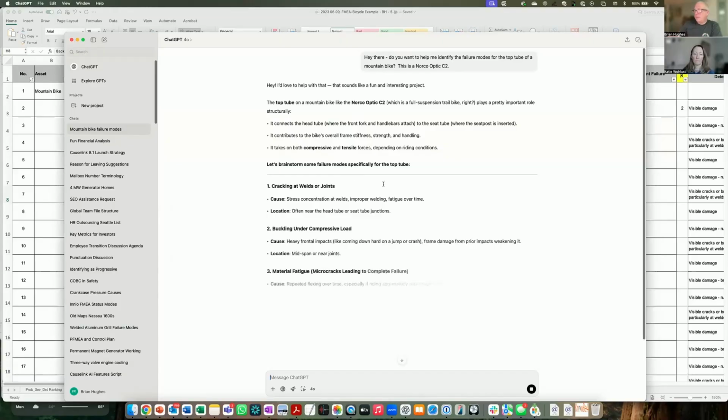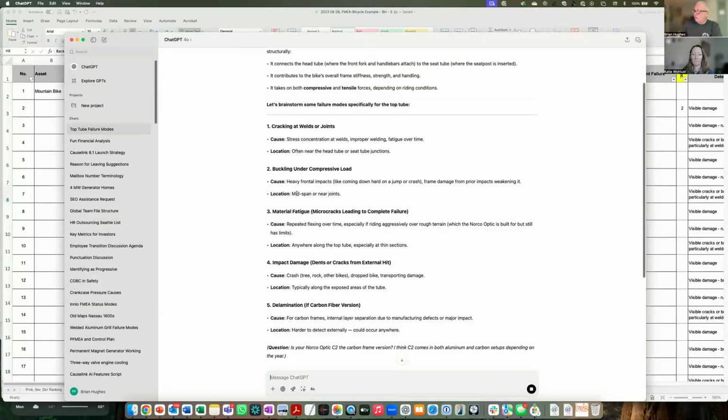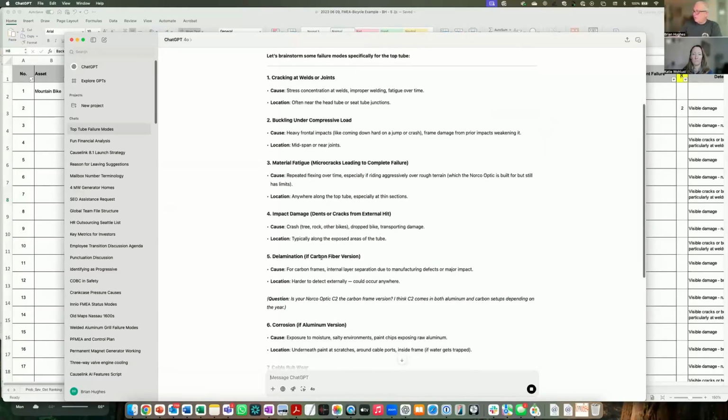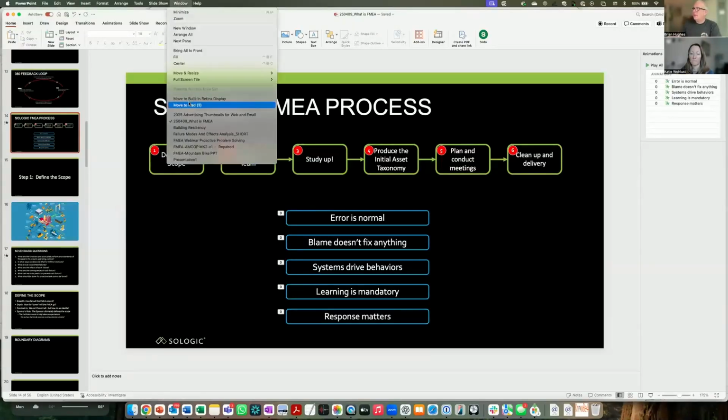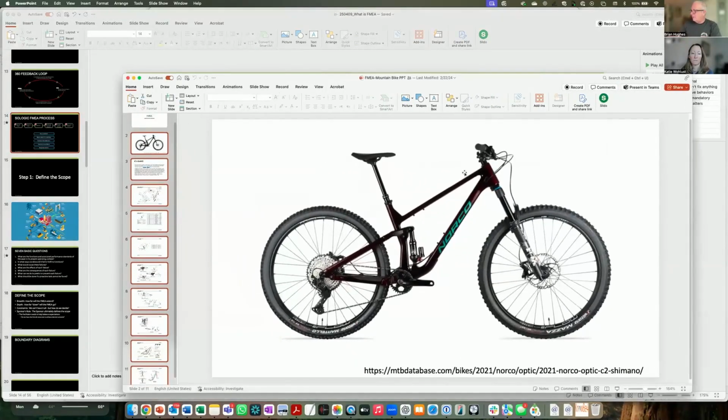So it actually gives me some pretty good info. Cracking at welds or joints, buckling under compressive load. And it gives me the cause and location: material fatigue, micro cracks, impact damage, delamination if it's carbon. It's not carbon. Oh no, it is carbon. Duh. Okay, I don't even know my own bike. It is carbon. So now, was that helpful? Yeah, thanks, bud. But then I also want to make sure that it's credible, right? So I'm going to take it with a grain of salt.